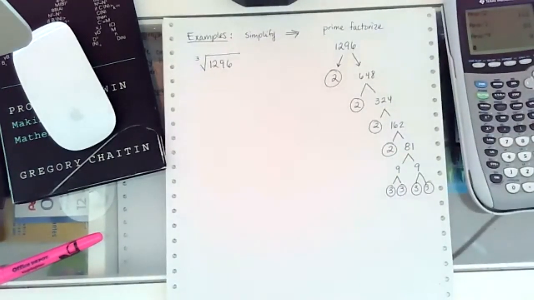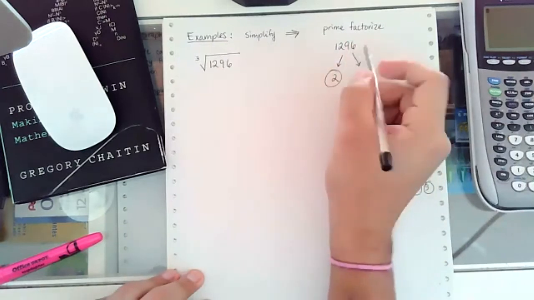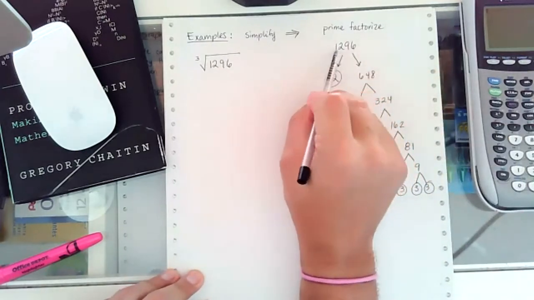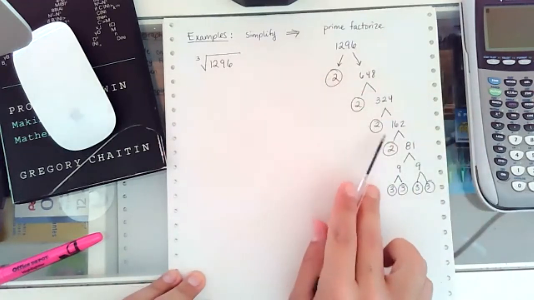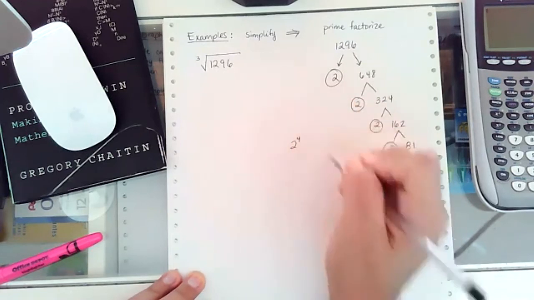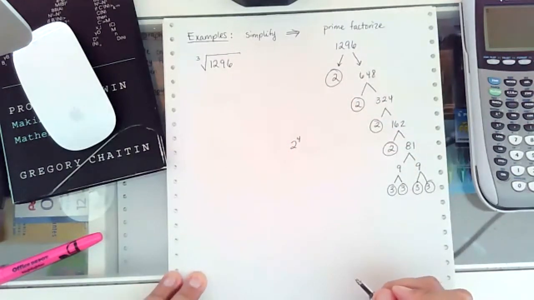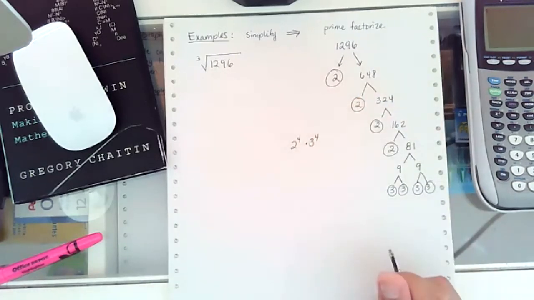It's a fairly large factor tree because I chose a very large number. But in any case, we could rewrite this 1296 as 1, 2, 3, 4. There's 4 factors of 2, so that'd be 2 to the 4th power. And then 1, 2, 3, 4 factors of 3, 3 to the 4th power.